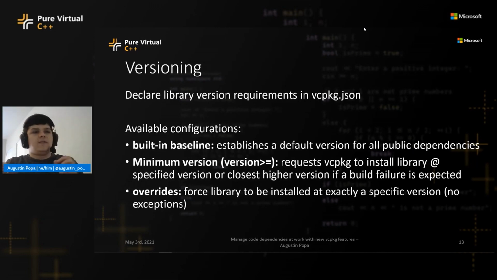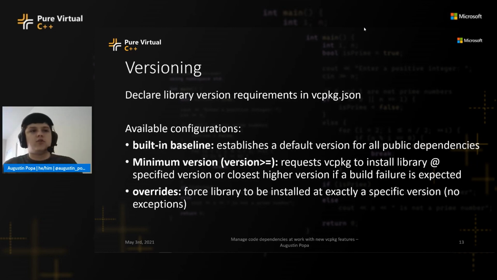So it's kind of like saying, I want this version, but I'm flexible. Like if you need to go a little bit higher, you can do that. But sometimes you might really say, no, you really need to use this specific version. Don't change it. Do exactly what I tell you. And that's where overrides comes in. So that lets you essentially say, I want exactly these versions of these libraries. And you can use that.